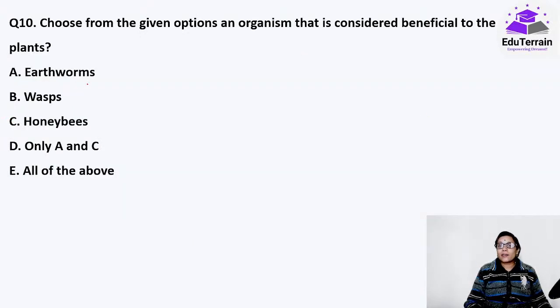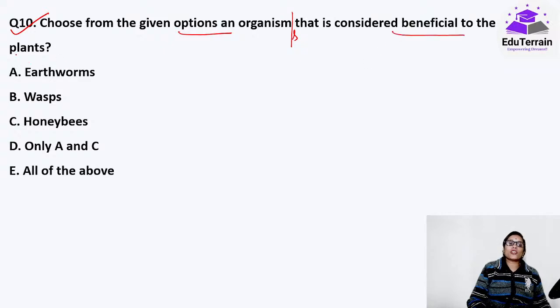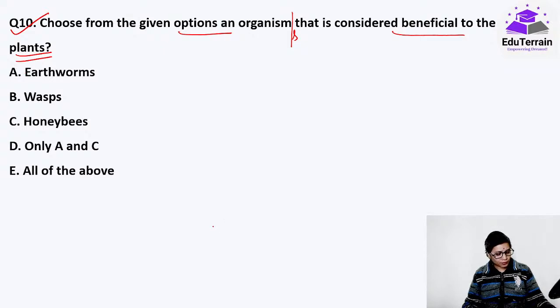Moving on to our next question. Choose from the given options an organism or organisms that is considered beneficial to the plants. Yes, anyone? Which are those, as you can see the options, organism or organisms which are considered beneficial to the plants?